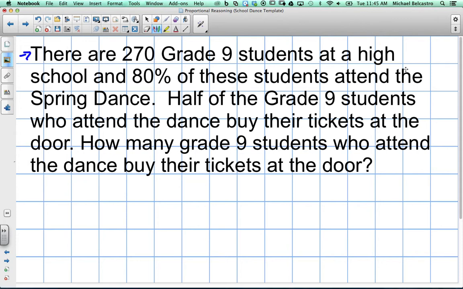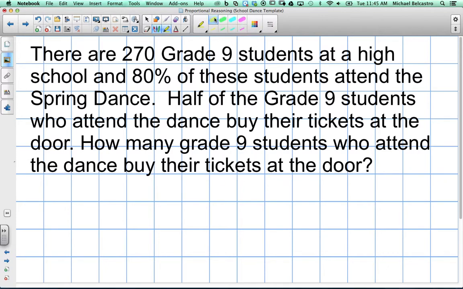We'll read through it once, the whole thing, and then we'll highlight what we think is important. There are 270 grade 9 students at a high school, and 80% of these students attend the spring dance. Half of the grade 9 students who attend the dance buy their tickets at the door. How many grade 9 students who attend the dance buy their tickets at the door?